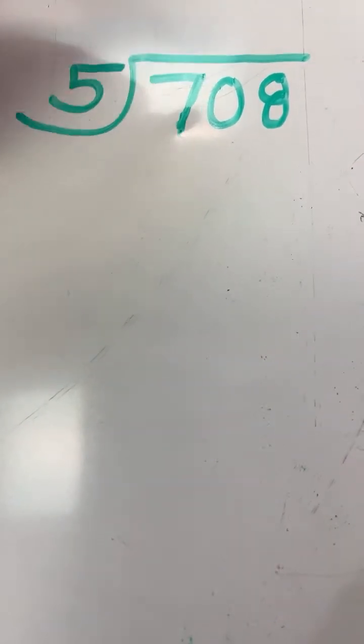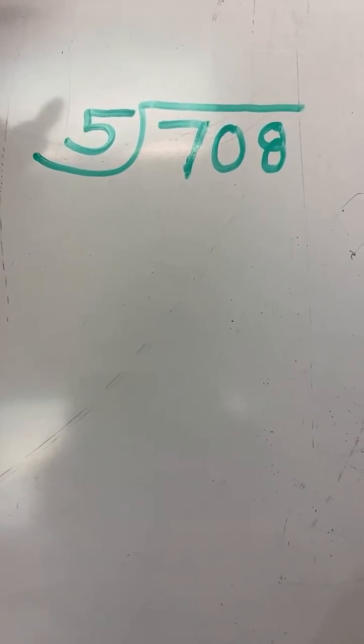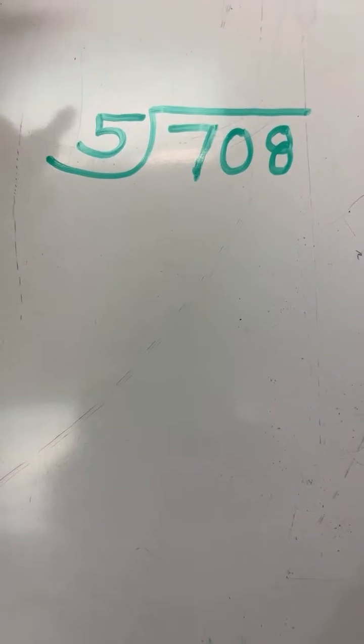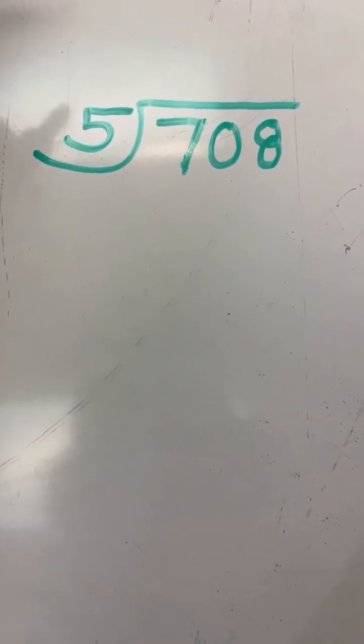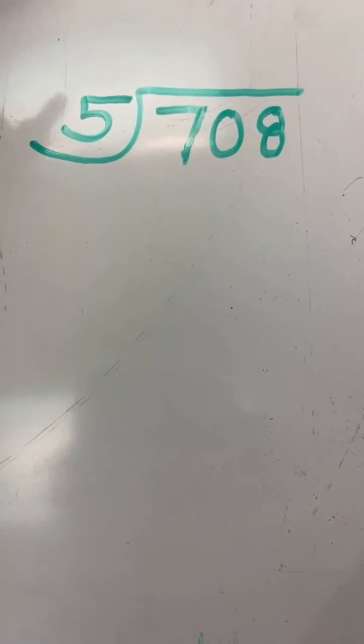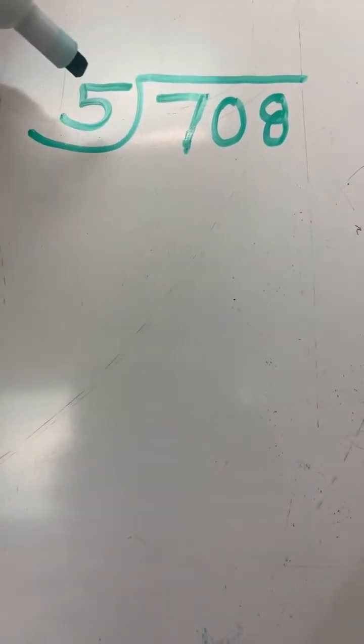So 708 divided by 5. That is my example problem. I don't know if I'll have time for 2 more examples, but I'll do at least one. So we always want to start out by dividing by the smallest number possible. Only rule is the number inside the square has to be equal to or bigger than the number outside the square.